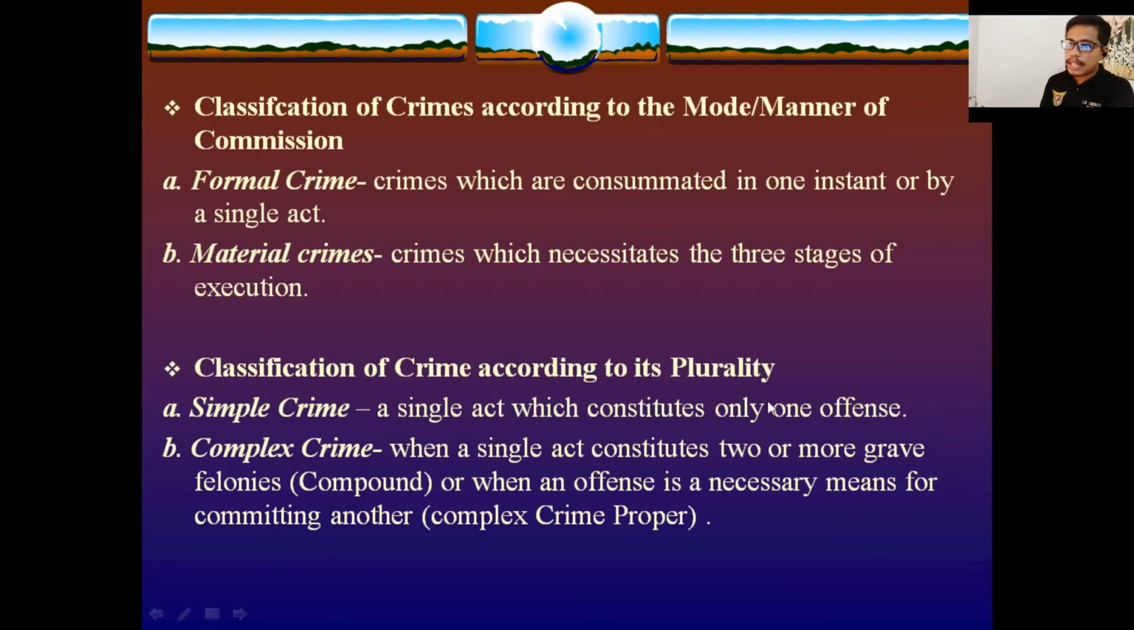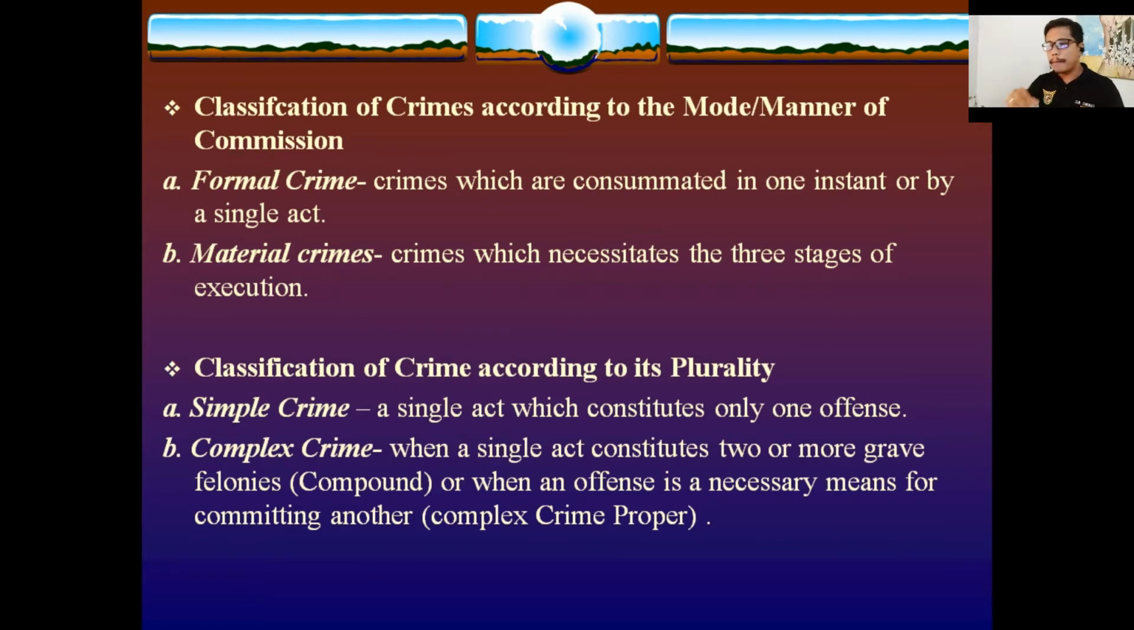Now, crimes are also classified according to plurality. Unsa may ipasabot og plurality, hidaghanon. Alright? The number of crimes or the number of acts. Simple crime, a single act which constitutes only one offense. Alright? Only one offense. Complex crime, when a single act constitutes two or more grave felonies, we call this one compound complex crime, or when an offense is a necessary means for committing another, like complex crime proper.